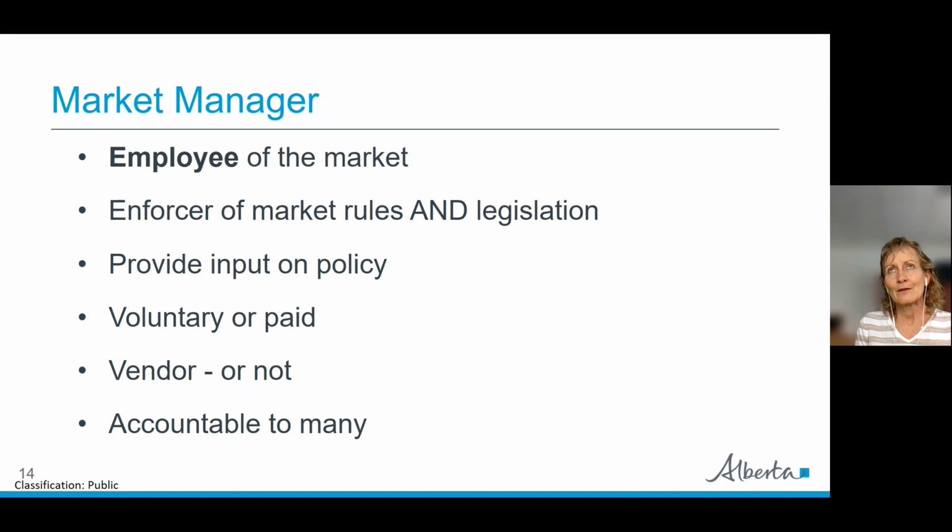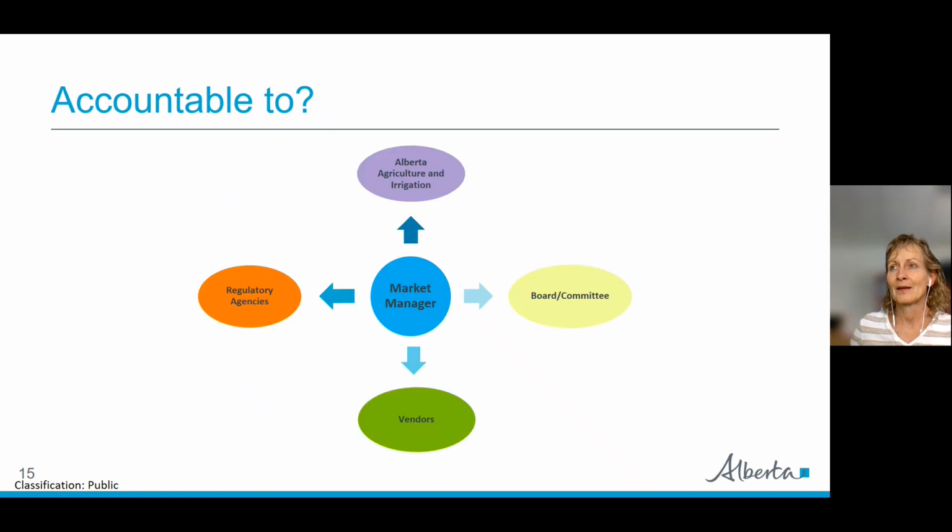I will often hear complaints about favoritism, where the manager is getting the best table because they're the manager, or other complaints that come in. So it can be very challenging to be a vendor as well as the market manager. And as the market manager, you are accountable to many different people.